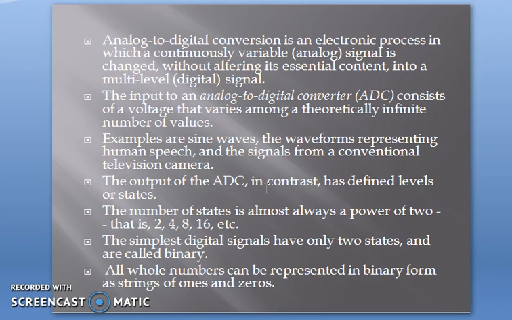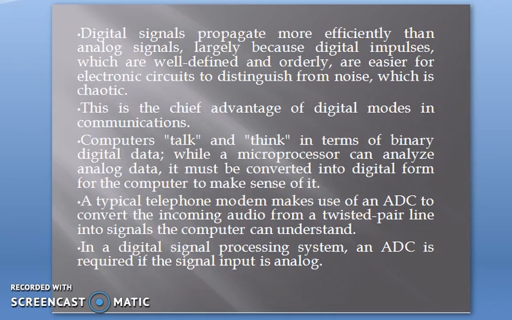The number of states is almost always a power of 2, that is 2, 4, 8, 16, etc. The simplest digital signals have only 2 states and are called binary. All the whole numbers can be represented in binary form as strings of ones and zeros. And how do these digital signals propagate? Usually they propagate in a more efficient way than analog signals because these digital impulses are well defined and ordered so that they can be easily distinguished from noise.